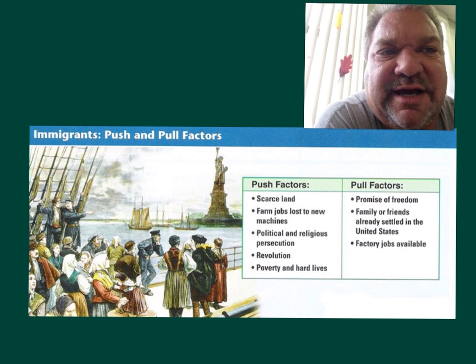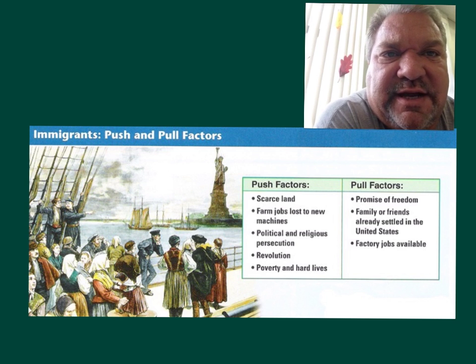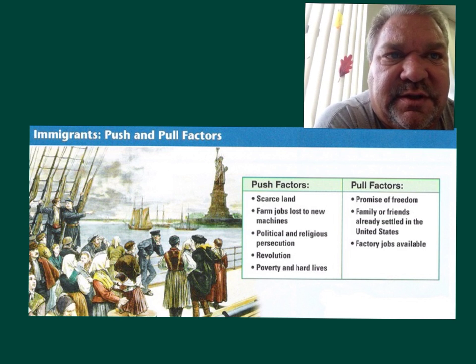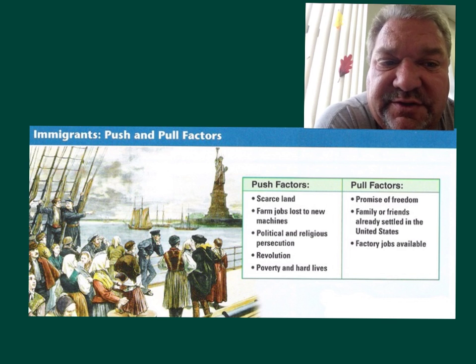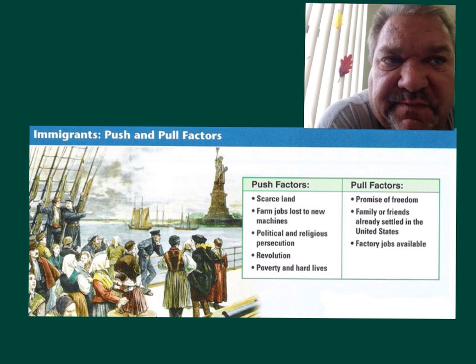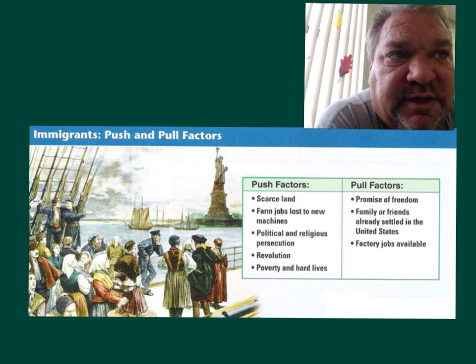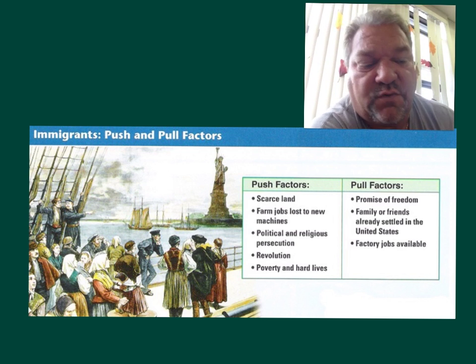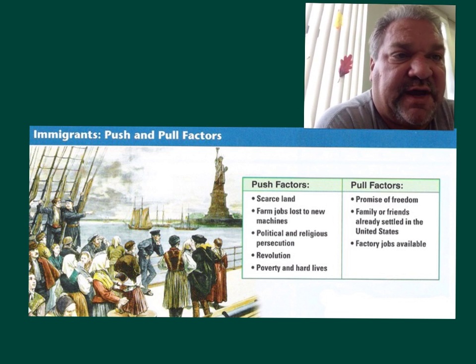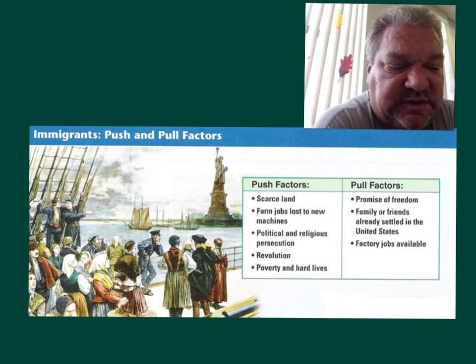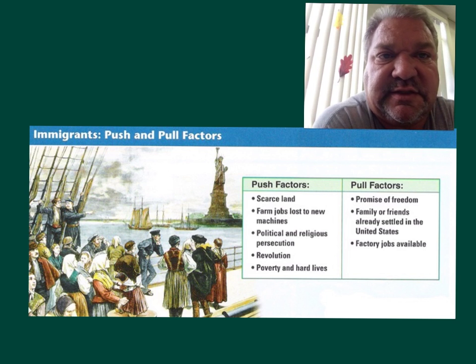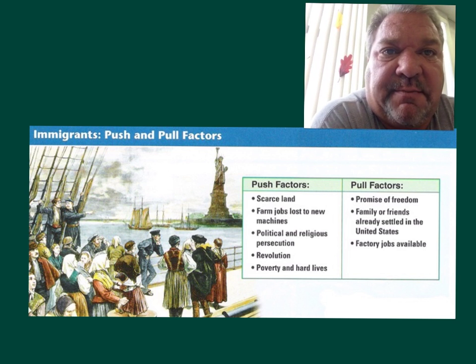But anyway, we're going to talk now about immigration, immigrants, push and pull factors. If you're so inclined to look in your book, we are at chapter 18, section 4, and you'll find most of this information on pages 626 to 628 in your book. We're going to talk about immigrants first, okay?